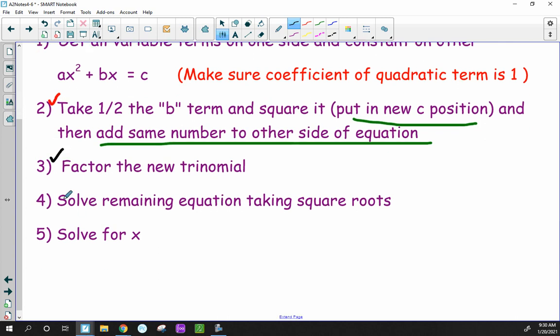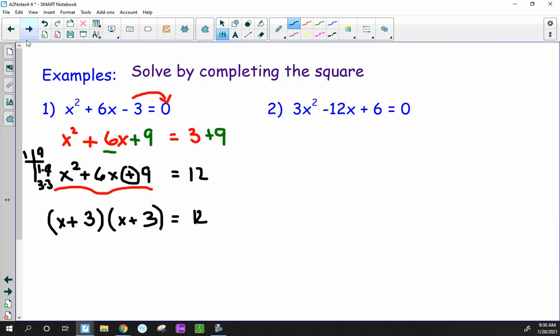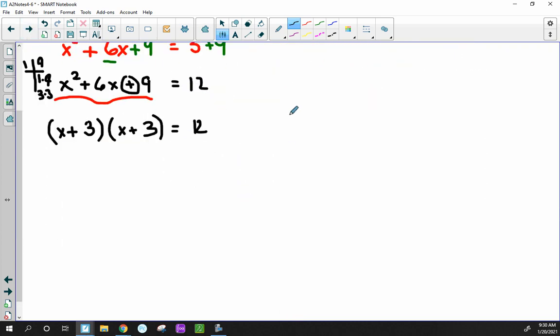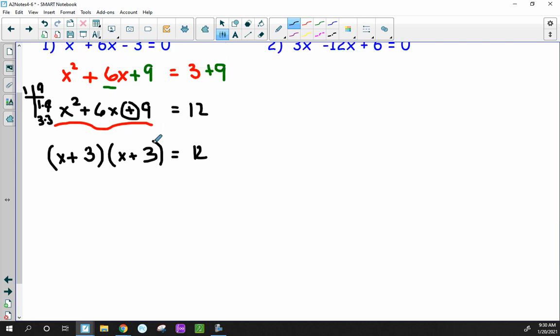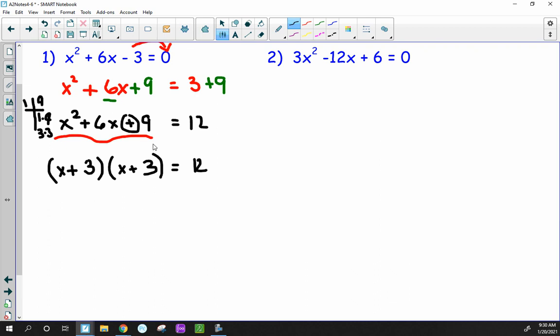Number 4, solve the remaining equation by taking square roots. Okay, so let's see how that works. What you have to notice is after you factor it, and this process will be the same in every problem, if you follow my steps, you're going to repeat the same things. But you notice that this is exactly the same as this. These binomials are the same.